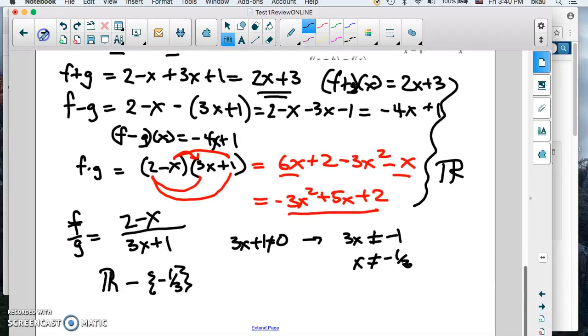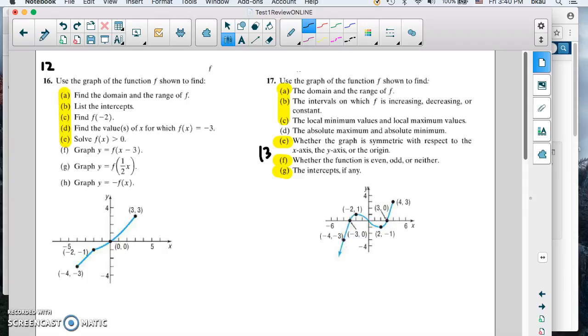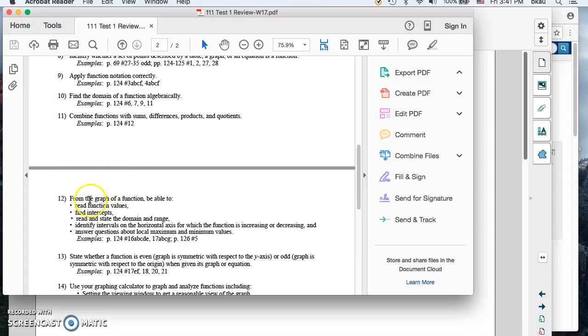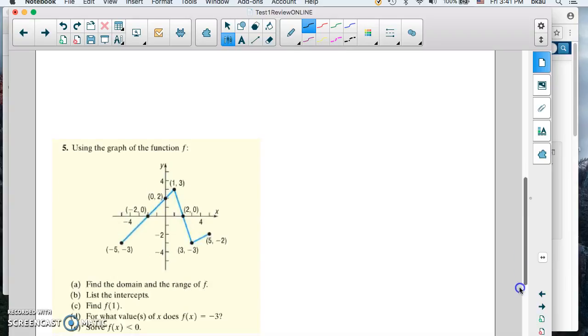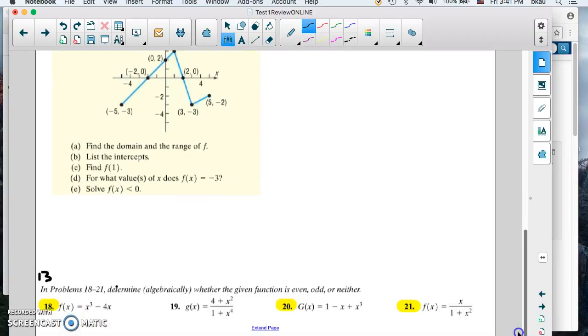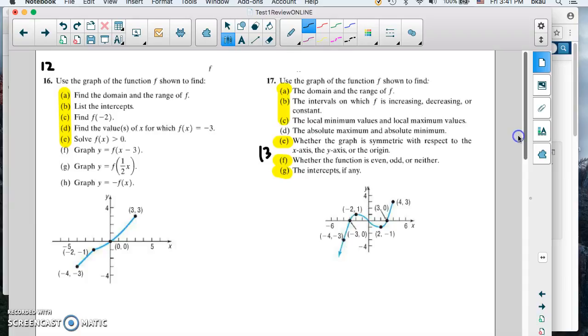So let's move on to 12. 12 does some things with graphs of functions. Let's go back to the review and see. 12 asks you to be able to read function values, find intercepts, read and state domain, and identify intervals of increasing or decreasing. And it asks you to do these problems. So those are the ones I'm going to cover right now. Here's 12, these two problems, and this one is 12 down here. And then 13 is on the bottom here. So we're going to do 12 and 13 on this video, and a little piece of 11.